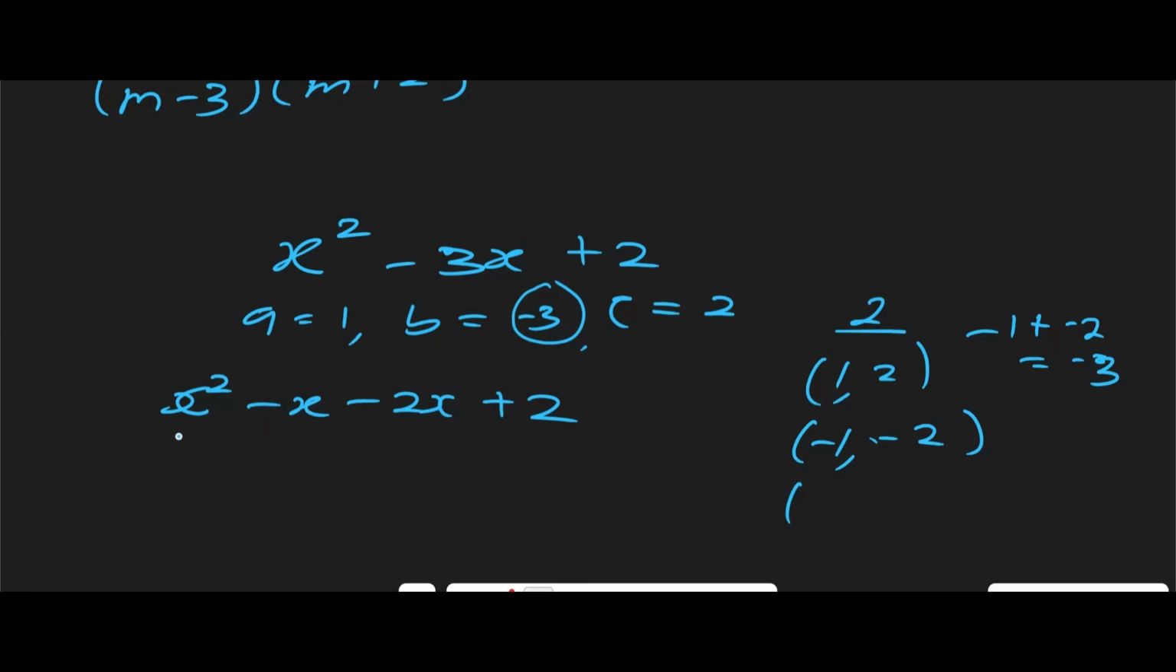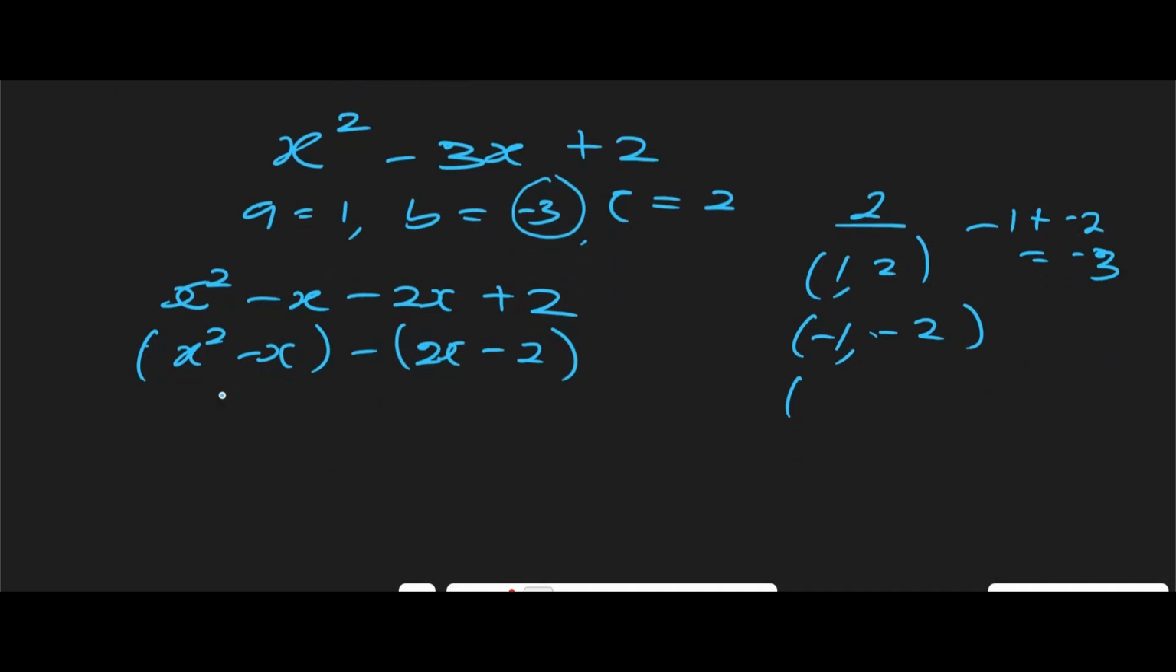We group them. So let's go, the first 2 terms. So we have x squared minus x, minus, let's group the next one. So we have 2x minus 2. I hope you get it. The negative sign is affecting this one. Okay, so let's continue from here.